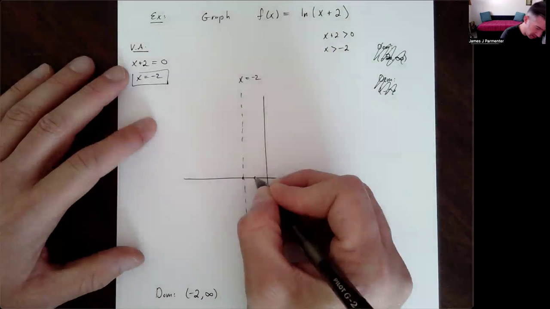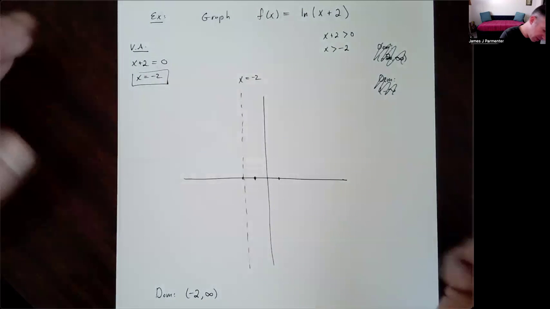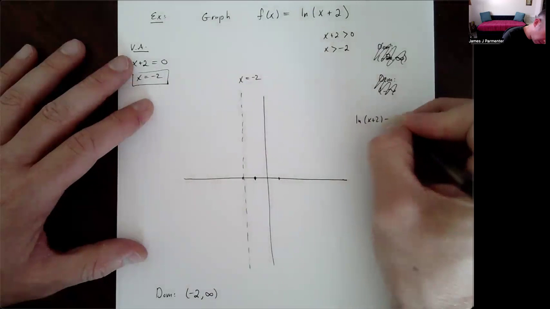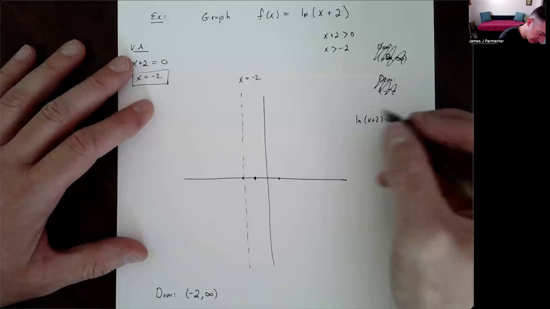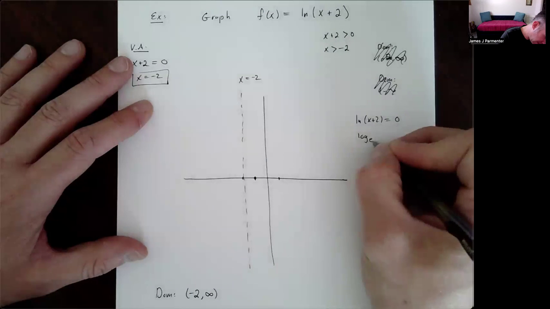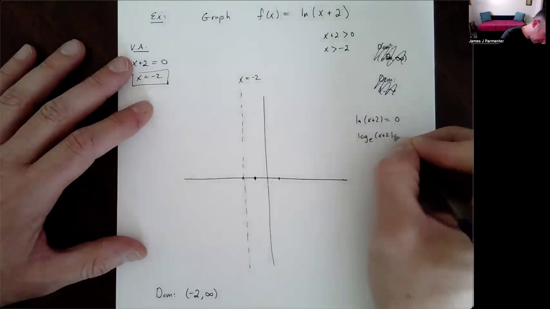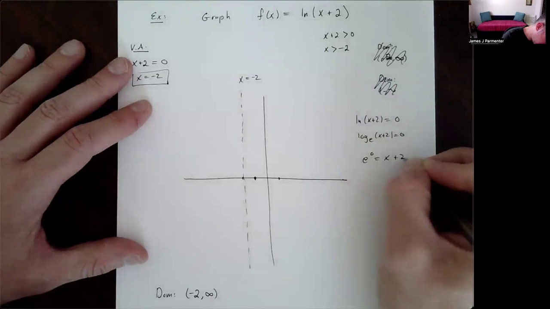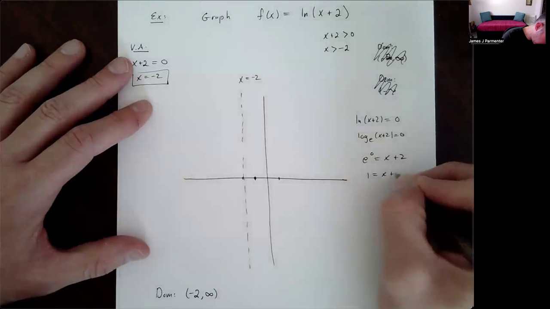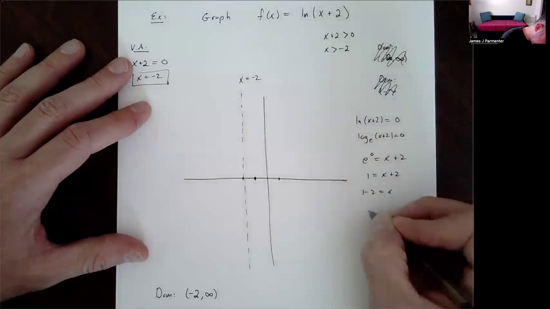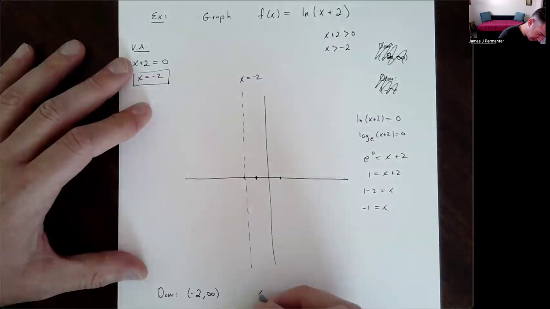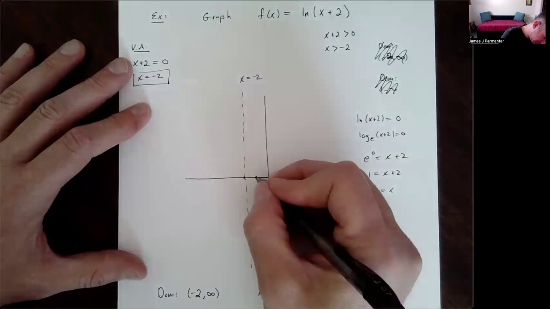But if you don't like doing that, you can also just set the whole thing equal to 0 to find it. If I set the natural log of x plus 2 equal to 0, that's log base e of x plus 2 equal to 0. Rewriting this as an exponential equation, e to the 0 equals x plus 2, or 1 equals x plus 2, or 1 minus 2 equals x, I get negative 1 equal to x. So my x-intercept is indeed negative 1 comma 0.